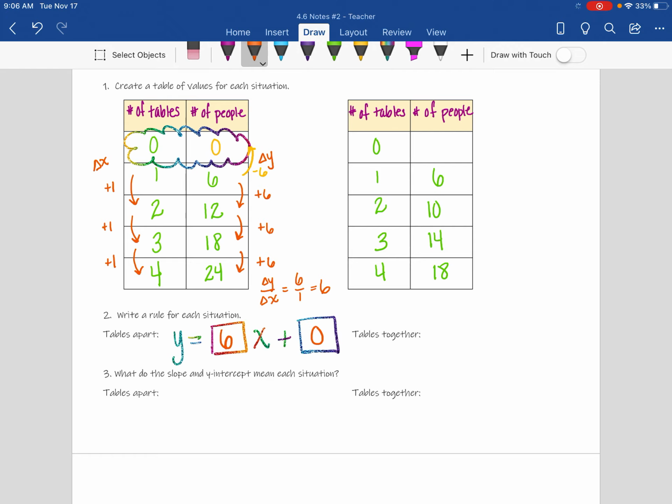Okay. I'm going to go through the same process with the second table. I'm going to start by writing my skeleton.